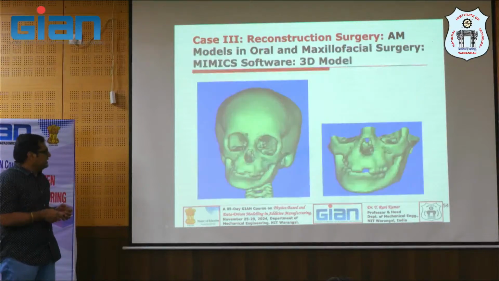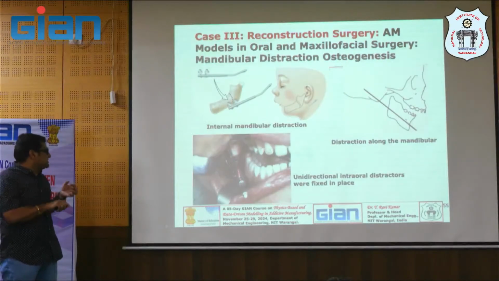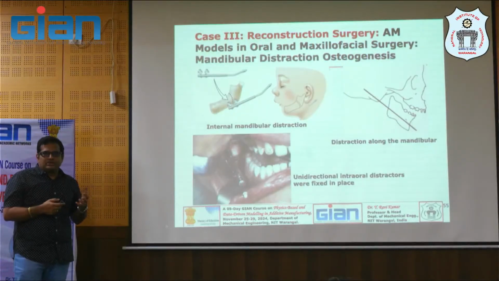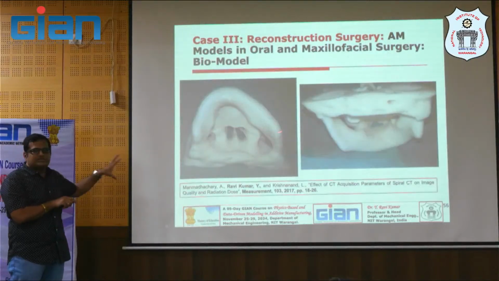But anyway, here in this case, the CT data has been taken and it has been reconstructed. Now this is a Mimics generated 3D model after taking the CT data and reconstructing it. And then they will use this device called a distractor. They will cut the bone and leave that bone, and bone will have its natural growth, right? And then that growth will be controlled by this device, and if you rotate it, it will be advancing, right?